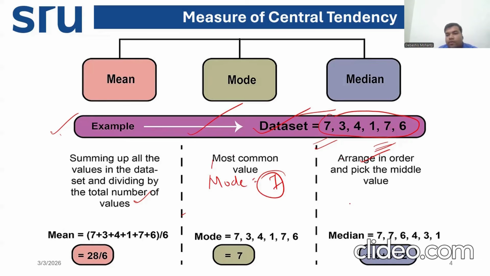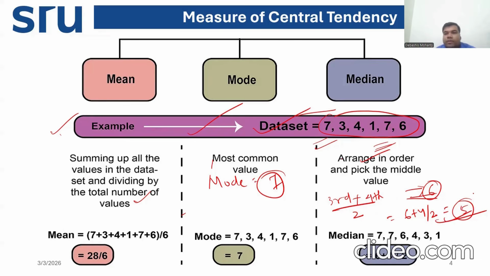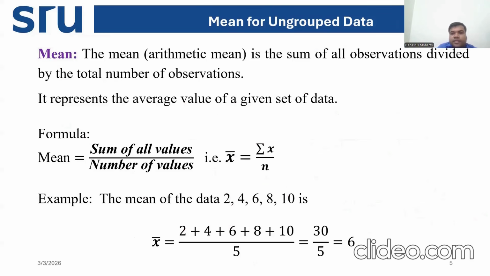Again, we need to calculate the median. How to calculate the median? How many numbers are there? 7, 3, 4, 1, 7, 6. Total number is 6, which is even. So we take the third position plus the fourth position divided by 2. That means 6 plus 4 divided by 2, that is 5. So this is all about the mean, median, and mode. Next, we'll discuss the following.